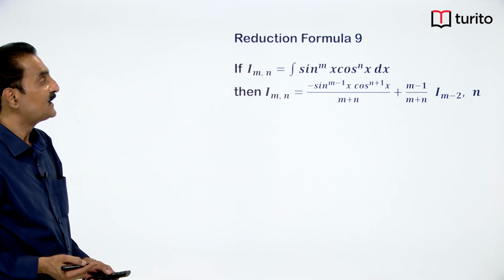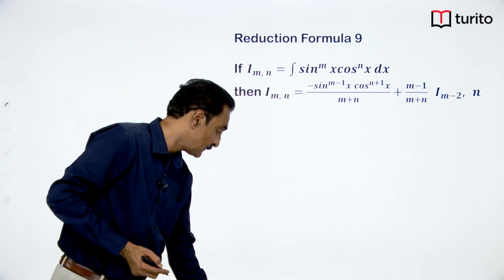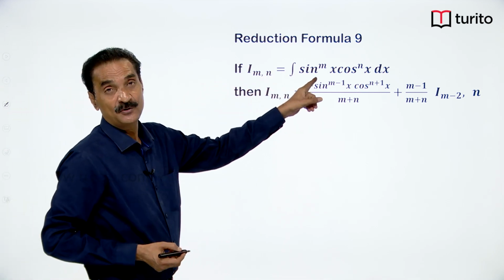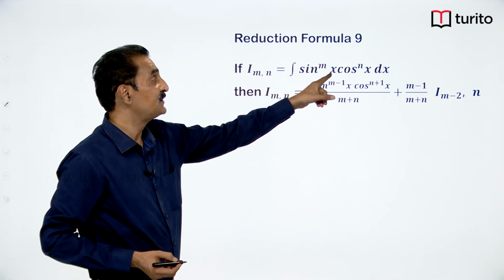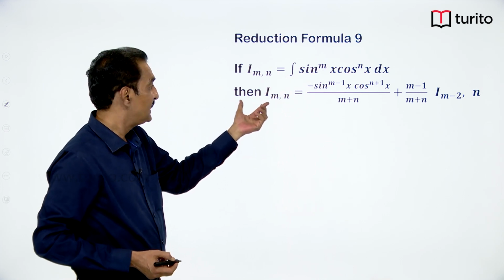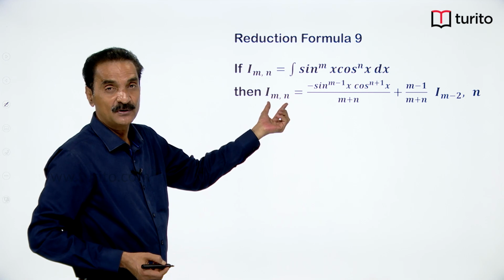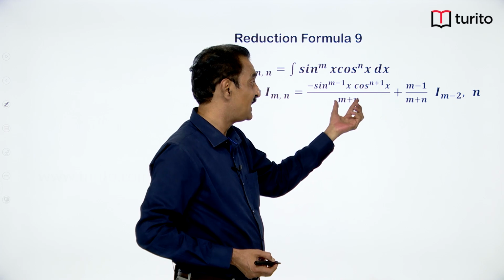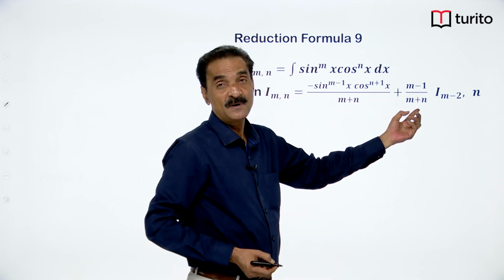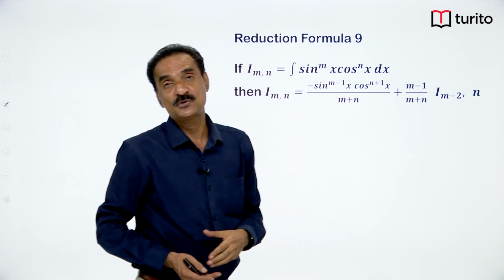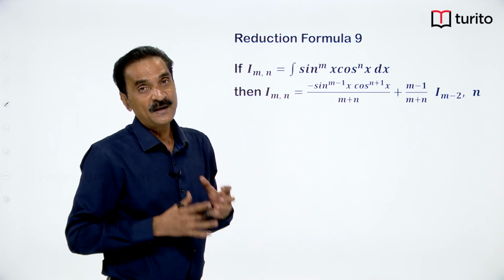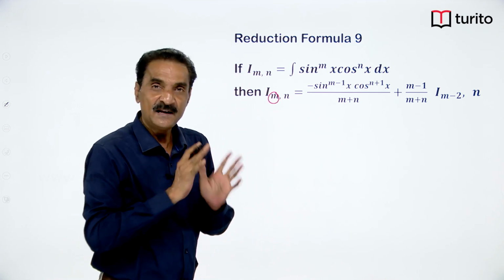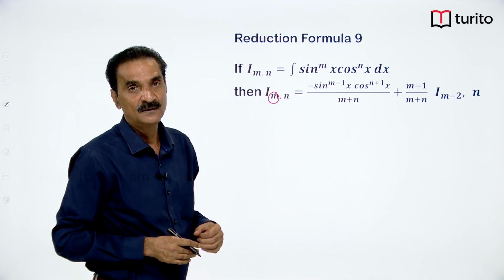Now reduction formula number 9. If Imn is equal to integral sine power mx into cos power nx dx, then prove that Imn is equal to minus sine power m minus 1x cos power n plus 1x by m plus n plus m minus 1 by m plus n into I m minus 2 comma n. By applying this formula, you will be able to reduce only m, n remains as it is. How to prove it?